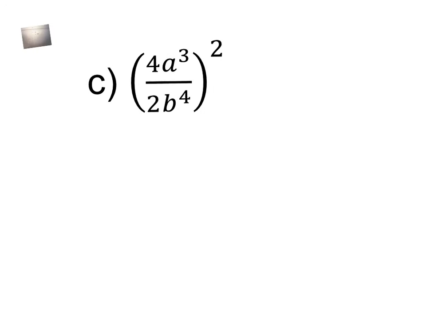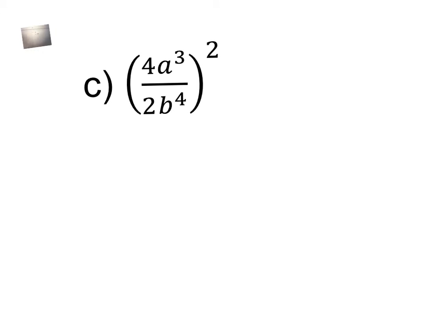So that is B. Let's take a look at C here. So C gets a little bit more complicated. The only thing that I could do on the inside here is maybe divide the 4 and the 2. So I'll do that first. Let's think about it for a moment.